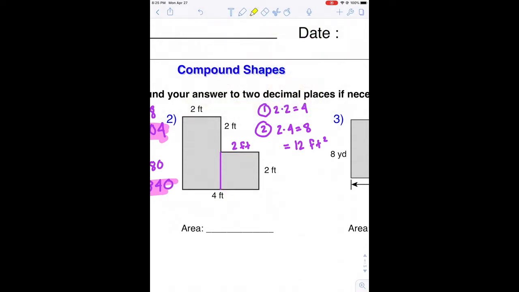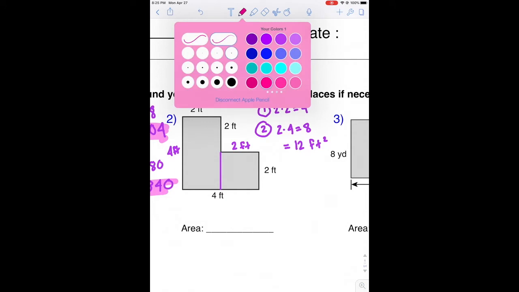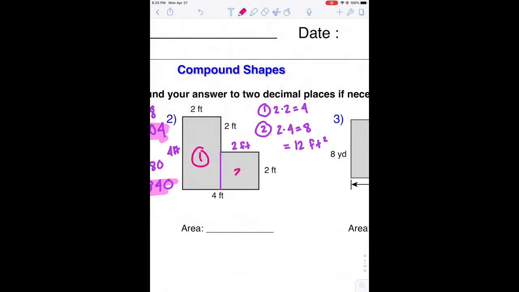If I know that this is 2 and this is 2, but I'm missing this height right here, I have to add those up to get 4 feet. So with this, if you split it up this way, you have to do a little bit of extra work. So now this could be my shape 1 and this could be my shape 2. Shape 1 is going to be 2 times 4, which is 8. Shape 2 is going to be 2 times 2, which is 4, and that also equals 12 feet squared.